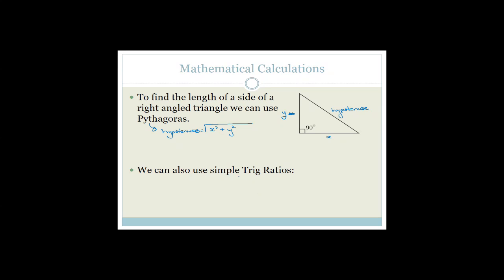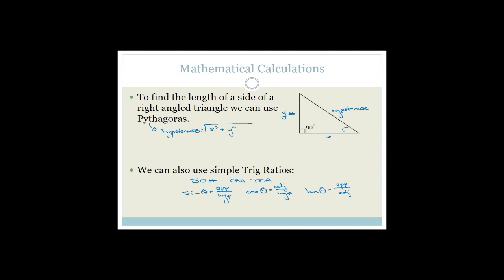We can also use simple trig ratios. I'm hoping that you guys know SOH CAH TOA, or your teacher may have taught you silly old hens cackle and howl till old age. It doesn't matter what you got taught, as long as you know that sine of theta is equal to opposite over hypotenuse, cos of theta is equal to adjacent over hypotenuse, tan of theta is equal to opposite over adjacent.